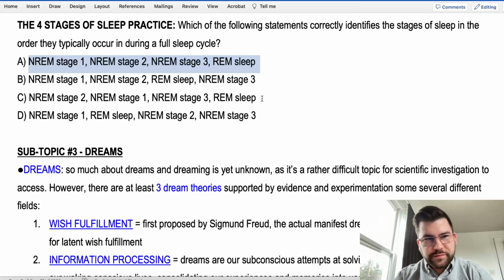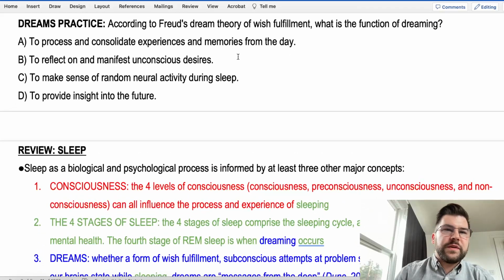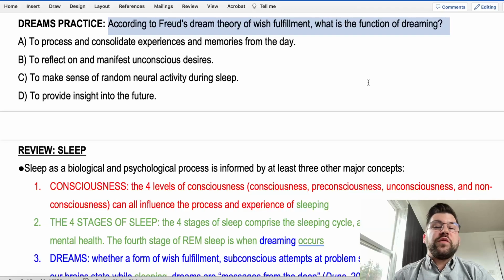So that's our second practice problem. Let's go to our third practice problem on dreams. Let's look at a little bit of dream practice. According to Freud's dream theory of wish fulfillment, what is the function of dreaming? All right, so it's fulfilling wishes, right? It's actually pretty aptly named, but let's see what kind of answer options we have.